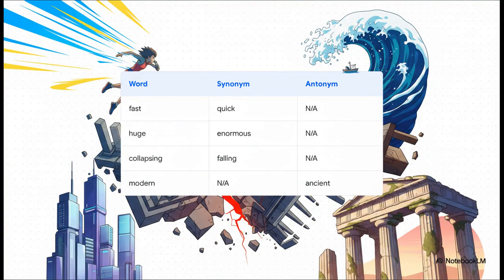Now, understanding the vocabulary in context is absolutely crucial. Let's break down this table from the handwritten notes. We've got the English word fast, which the notes translate to Arabic, and its English synonym from the text is quick. Then there's huge, mapped to its synonym, enormous. We also see collapsing, meaning falling apart, with the synonym falling. And finally, an antonym. We have modern, and its exact opposite, or antonym, is ancient. Tracking these synonyms and antonyms is honestly your golden ticket to mastering the English language.